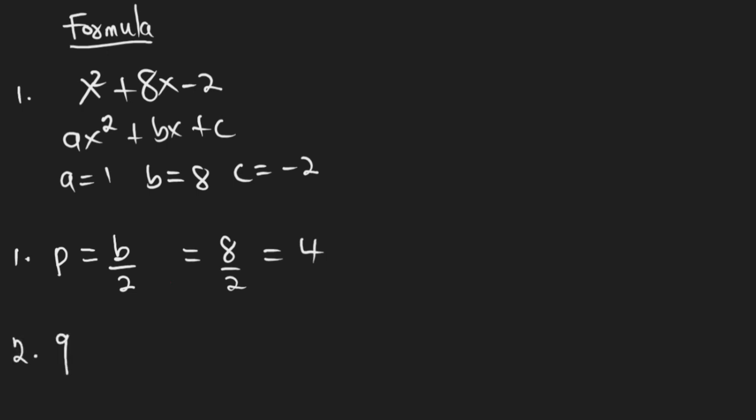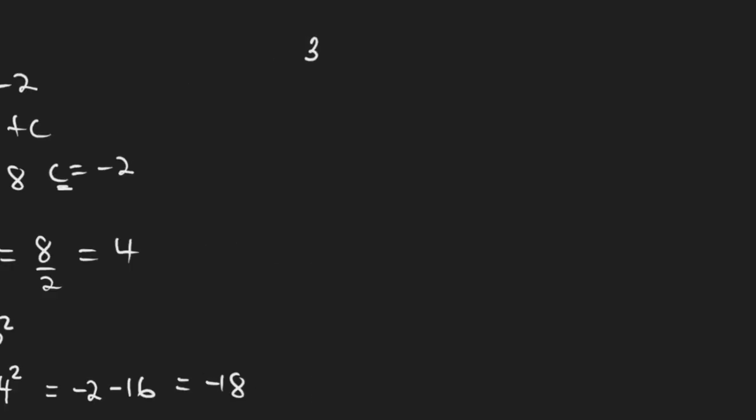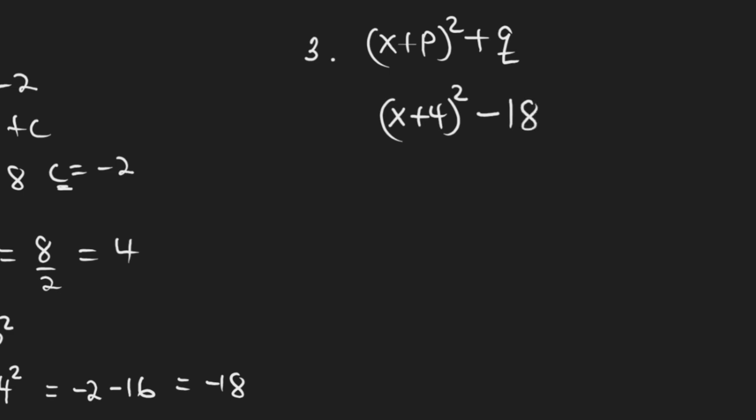Step 2, let's represent that with a letter. Let's say q. So q is equal to c minus p squared. c, which is the last number here. So over here we have minus 2 minus p, which is 4. So we do 4 squared. And this will give us minus 2 minus 16. And that gives us minus 18. Step 3, we write our answer. In writing our answer, we write our answer in this form: x plus p all squared plus q. So that becomes x plus 4 all squared minus 18, because q is minus 18.